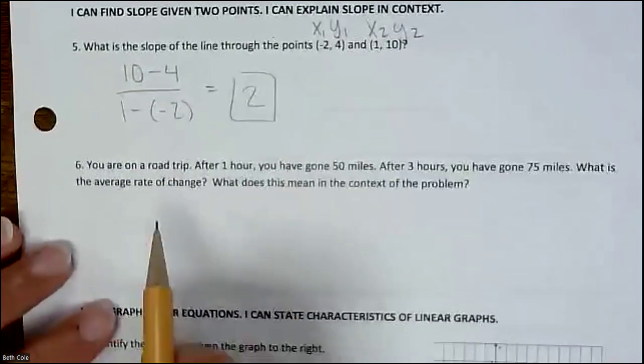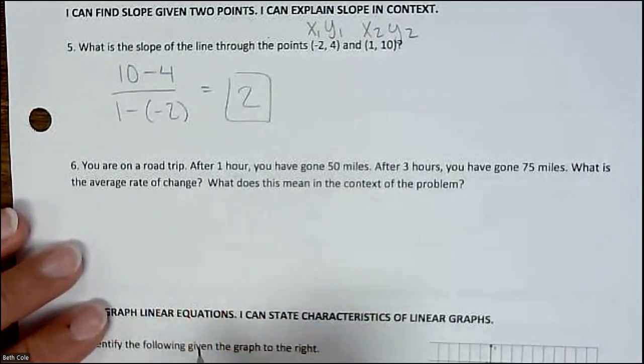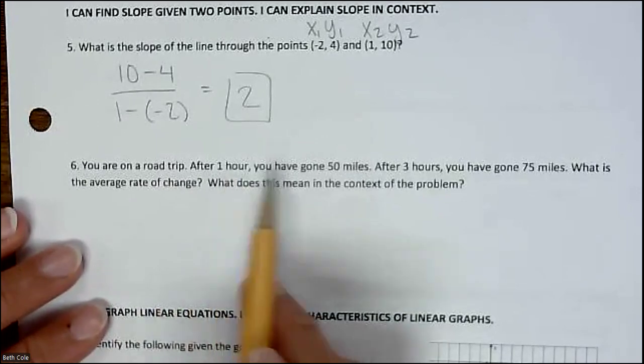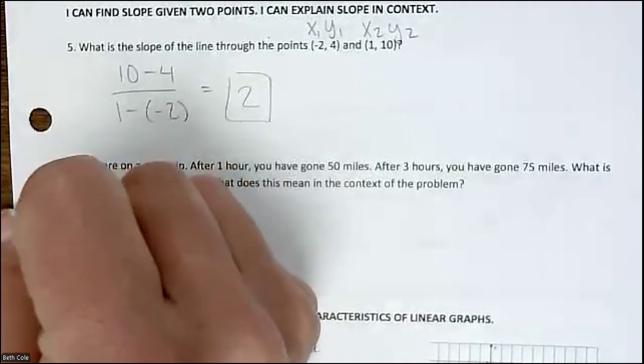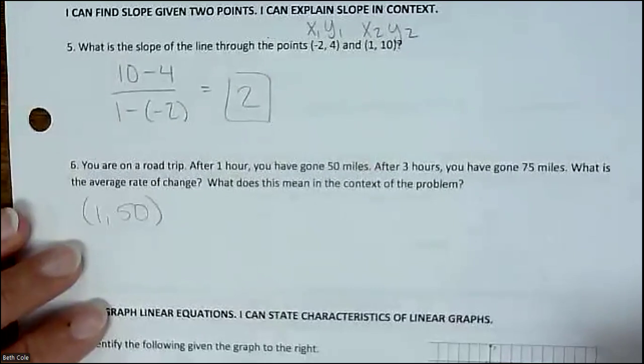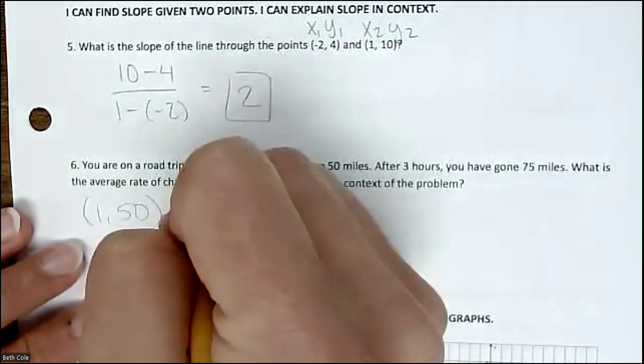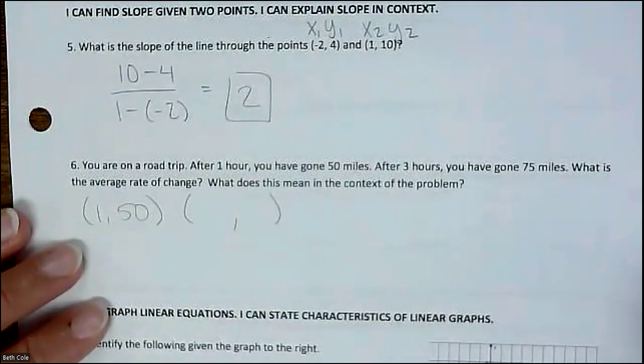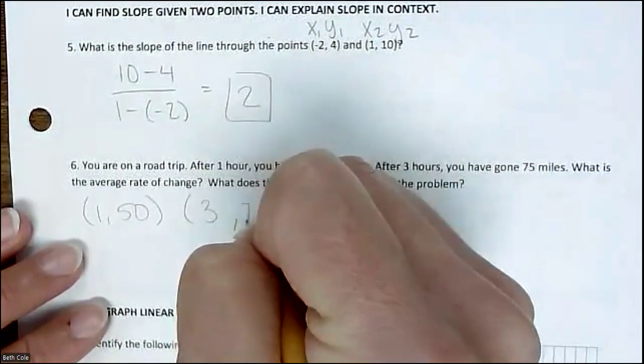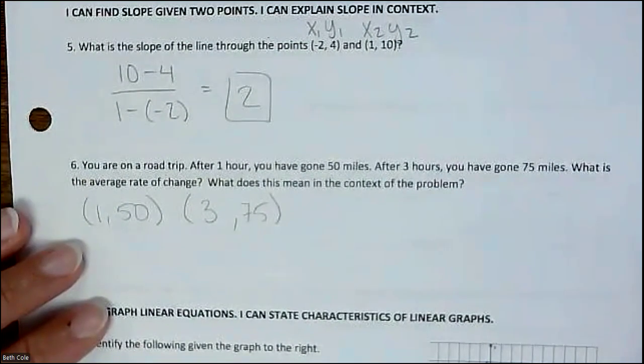All right. You are on a road trip. After 1 hour, you've gone 50 miles. Do you see that? 1 hour, 50 miles. So we're going to have 1 comma 50. After 1 hour, you went 50. Can anyone read through? I'm just asking you to read. I believe in my heart you can all read. What's our other point going to be? Just read the rest of it. 3 comma 75. Very good. It isn't that hard. Okay, you just have to be able to read.